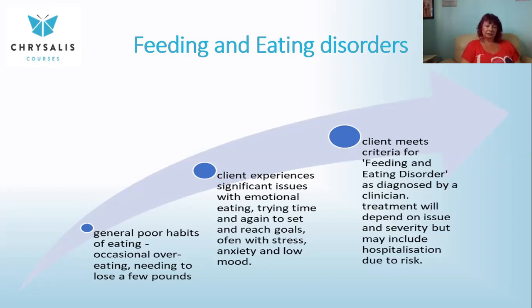The categories of feeding and eating disorders listed in the Diagnostic Manual of Mental Health Disorders are anorexia, bulimia, binge eating disorder, pica, rumination disorder, avoidant or restrictive food intake disorder, other specified feeding and eating disorder, and muscle dysmorphia and orthorexia nervosa. Now, you may want to research a bit more about some of those, but for today we're focusing on anorexia nervosa, bulimia nervosa, and binge eating disorder.